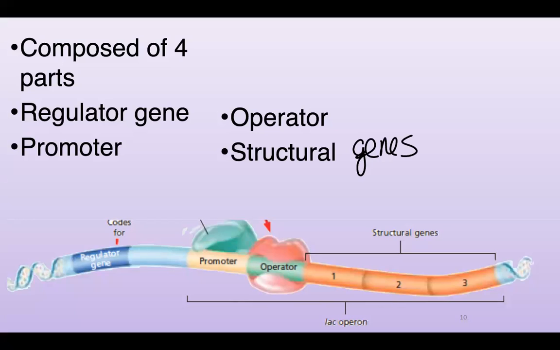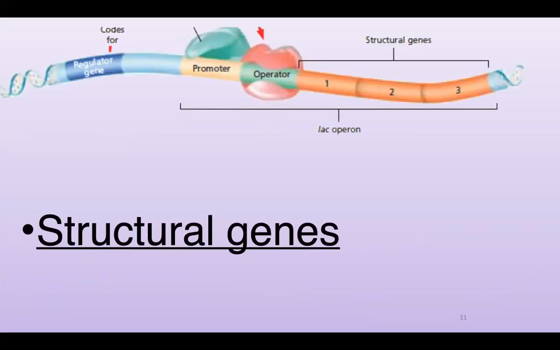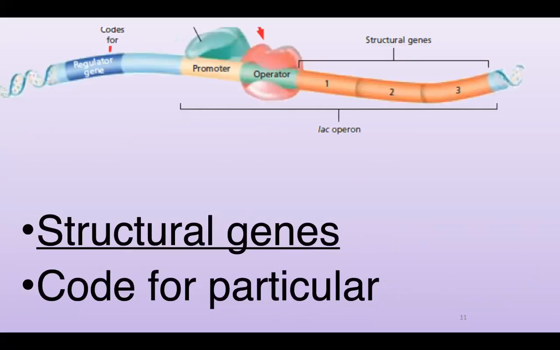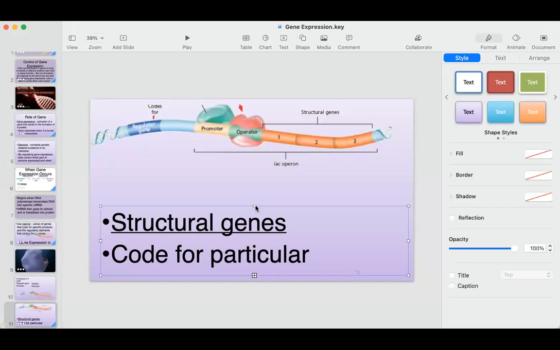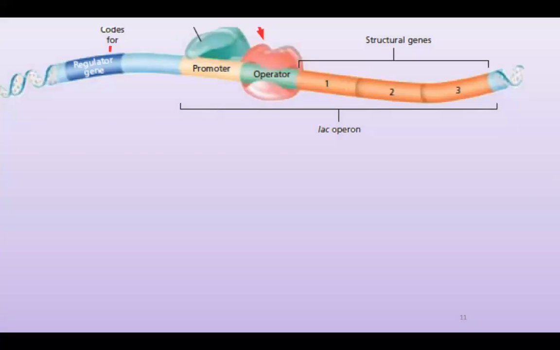Don't know why that's, I think something happened to the text, obviously. Okay, so we're going to go through each part and look at what they do. The structural genes, oh, this is bad. I don't know why that got blown up. Weird. Anyway, we'll just work with it.